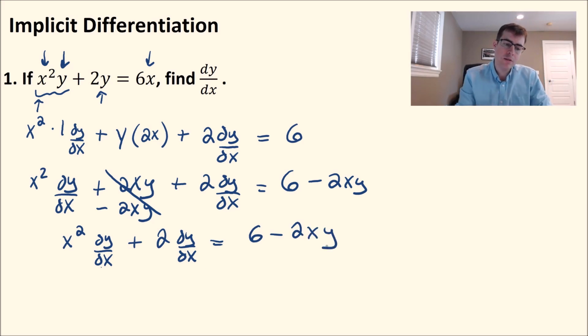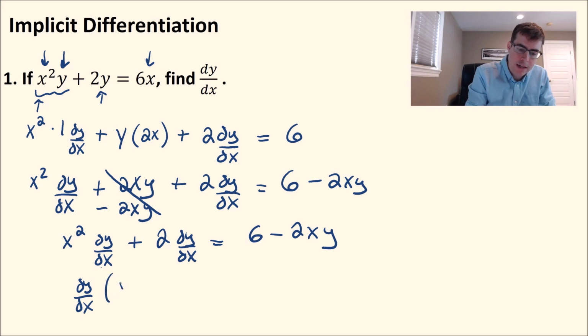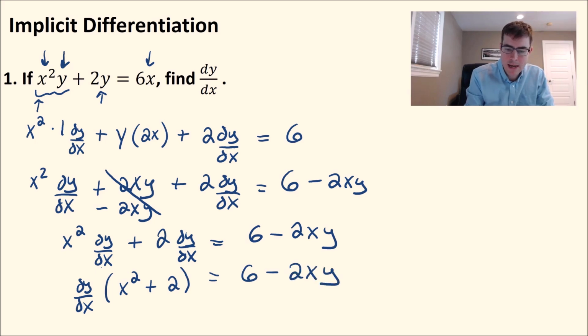Alright, next here, since we have dy dx and there are multiple of them on one side, we want to go ahead and factor out that dy dx to try to isolate it. So we take dy dx times x squared plus 2 equals 6 minus 2xy.